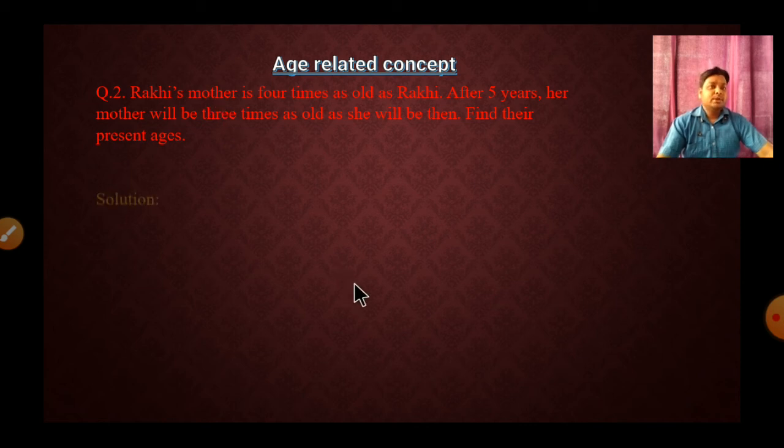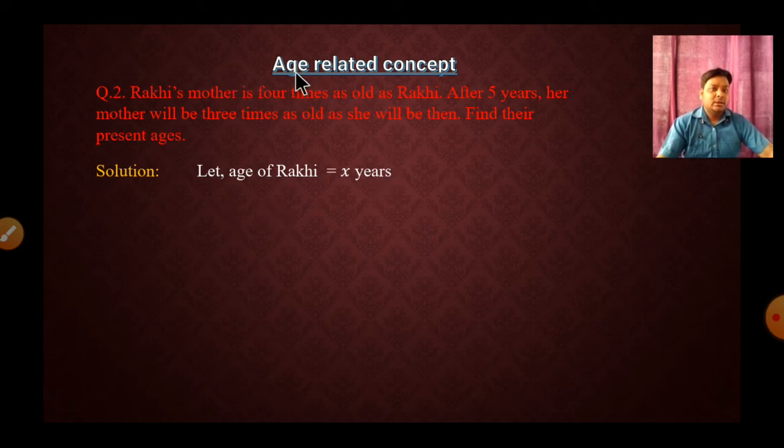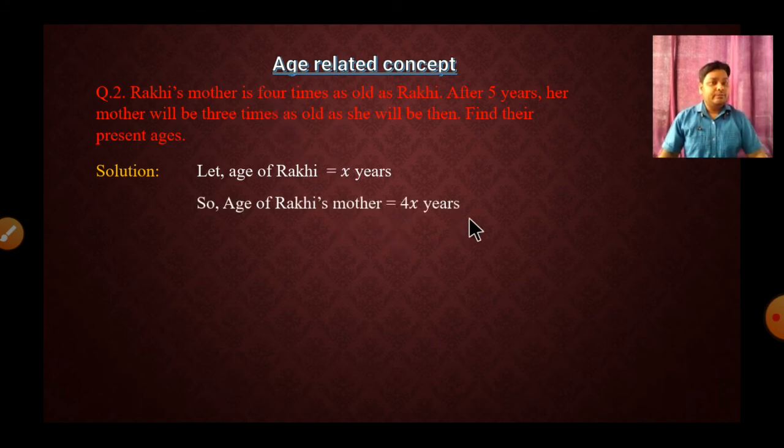Okay. So age of Rakhi we will assume as x years. Then what will be the age of her mother? It is written that Rakhi's mother is 4 times as old as Rakhi. That is, if we multiply 4 with age of Rakhi, then we will get Rakhi's mother's present age. So we can get what? 4x years. Okay. Now, x years, age of Rakhi, we have assumed, age of Rakhi's mother, we have calculated according to question, and both are the present age of Rakhi and Rakhi's mother.